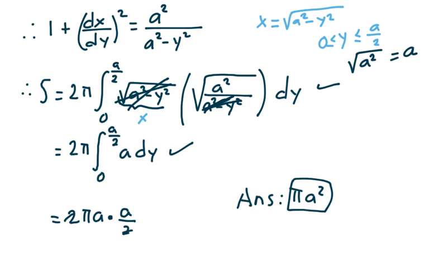And so this is 2 pi times a over 2. The 2's cancel, and we're left with pi a squared. And that's example 2. And that'll conclude this video.